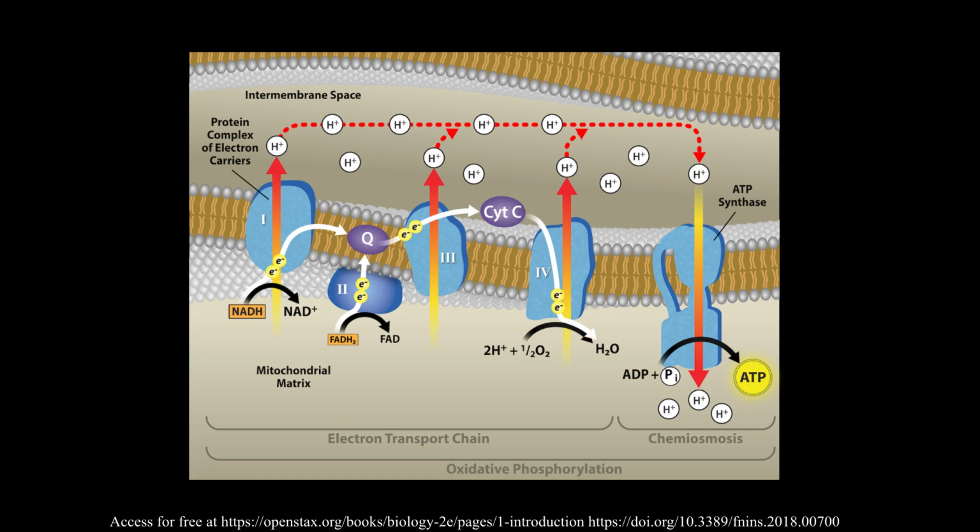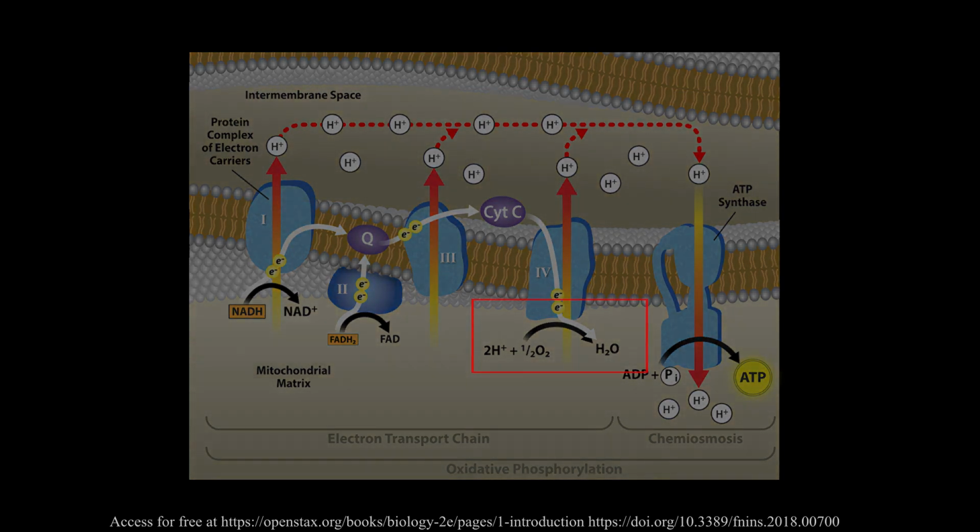In this process, each electron transferred from one complex to the next induces the translocation of protons from the inside of mitochondria to the inner membrane space, so the area between the two phospholipid bilayers, thus generating a proton gradient across the inner membrane. In the last complex, the electrons are transferred to oxygen along with 2 protons, resulting in the formation of water.